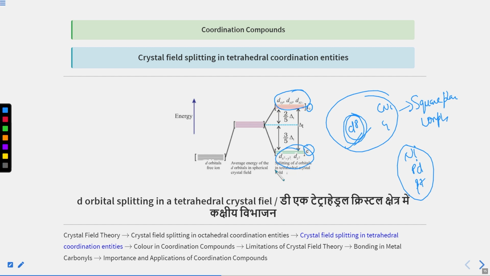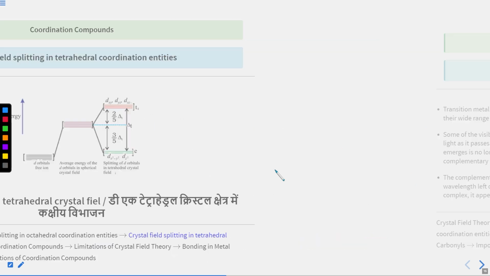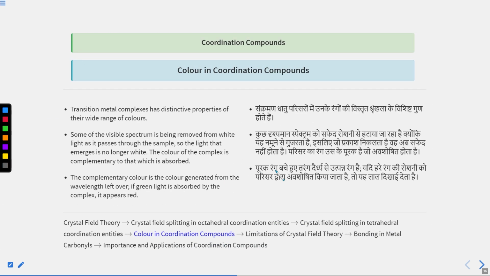So is this point clear? Okay, so this is about the tetrahedral splitting. Now we will move to color. How is the color decided? How do we decide the color in the case of a coordination complex?